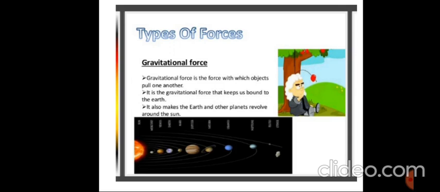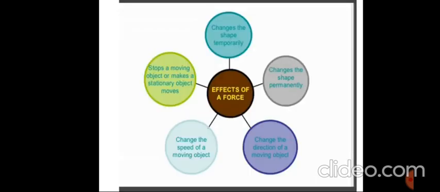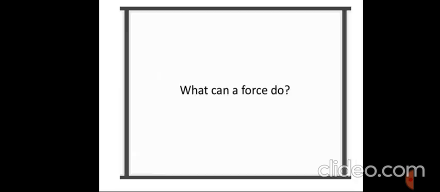Gravitational force. An attractive force between any two objects that depends upon the mass of the interacting objects is called a gravitational force. Effects of a force. Changes the shape temporarily, changes the shape permanently, changes the direction of a moving object, stops a moving object or makes a stationary object move, changes the speed of a moving object.